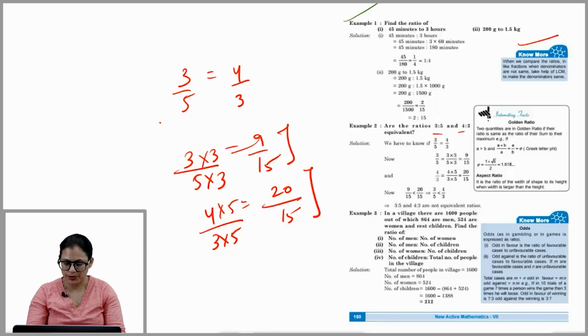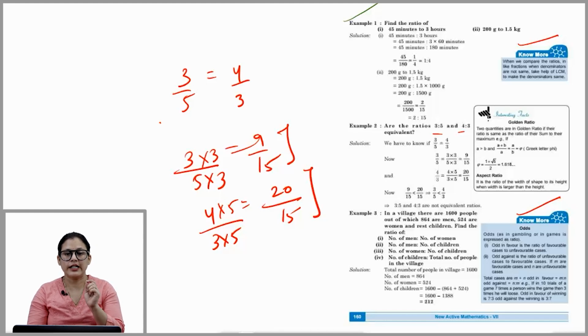Odds, as in gambling or in games, is expressed as a ratio. Number 1, odd in favor is a ratio of favorable cases to unfavorable cases. Number 2, odd against is the ratio of unfavorable cases to favorable cases. If M are favorable cases and N are unfavorable cases, total cases are M plus N. Odd in favor is equal to M is to N. Odd against is equal to N is to M.